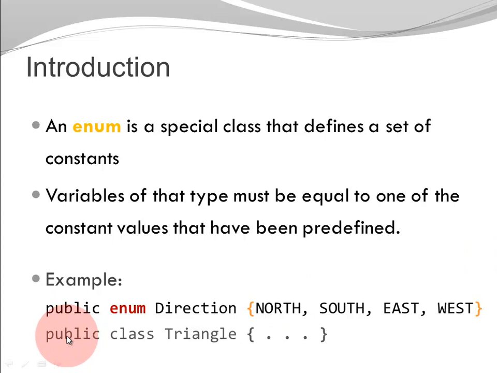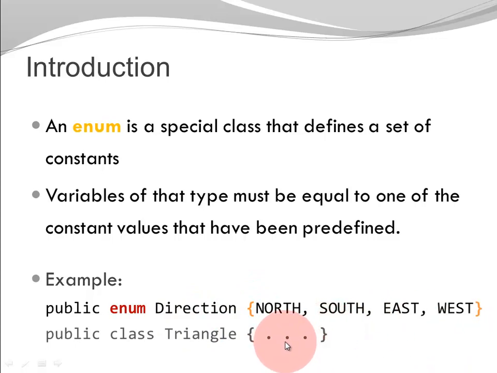So we have an access modifier, a keyword, usually class. In the special case of an enum class, we just call it enum. We have a name, for example, Triangle for my class or Direction for my enum. We have curly braces to delimit the class body. And we have something in between.